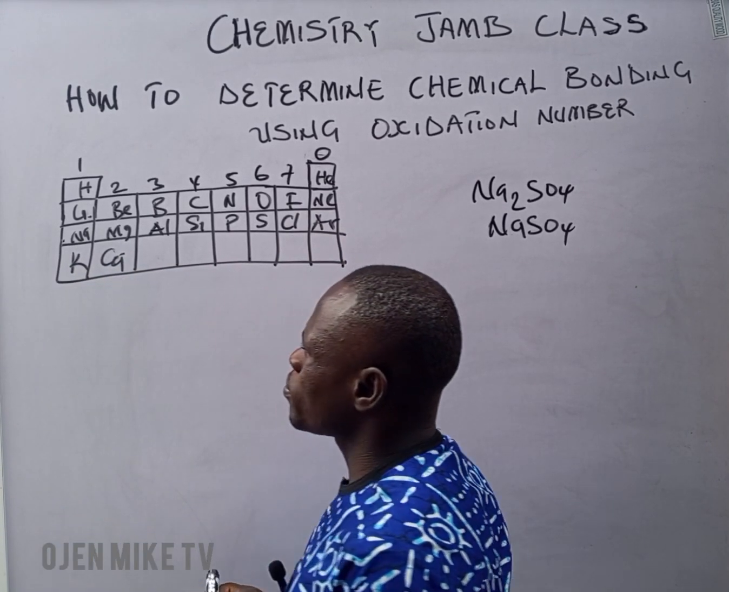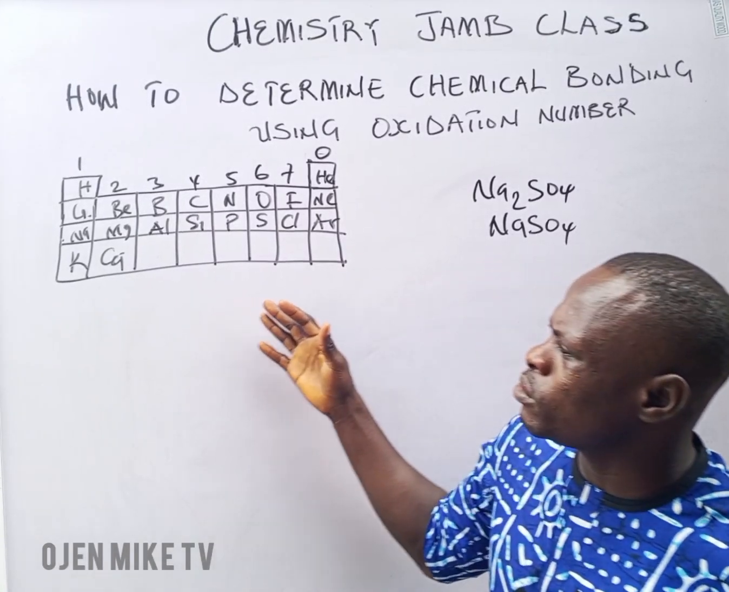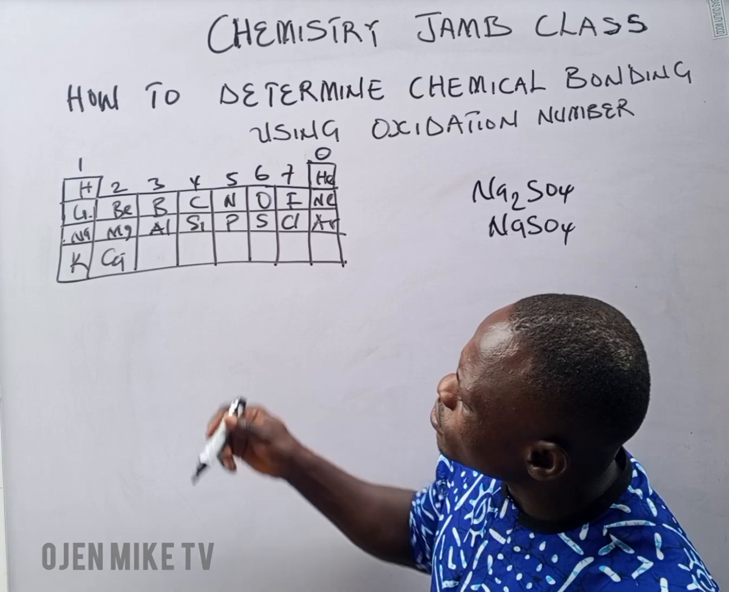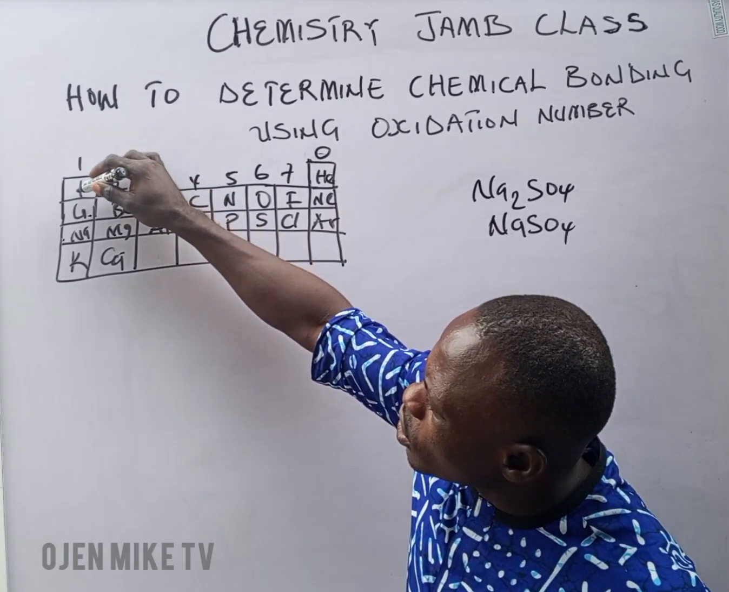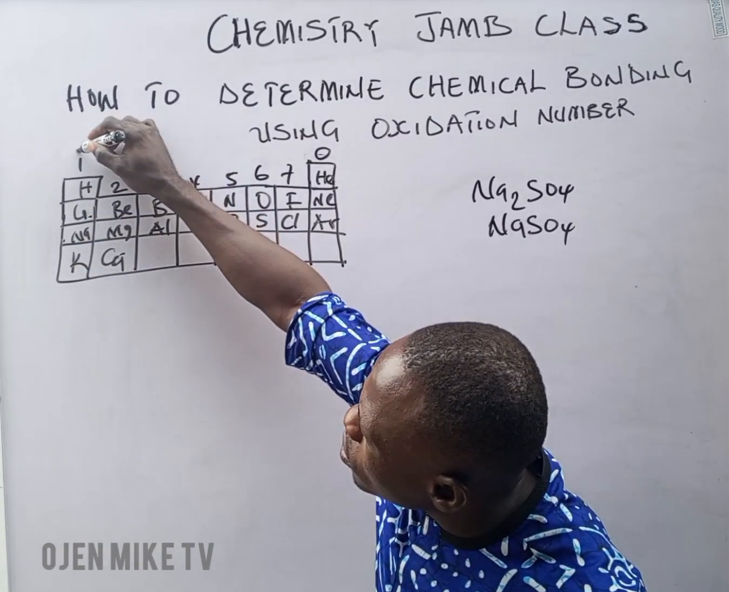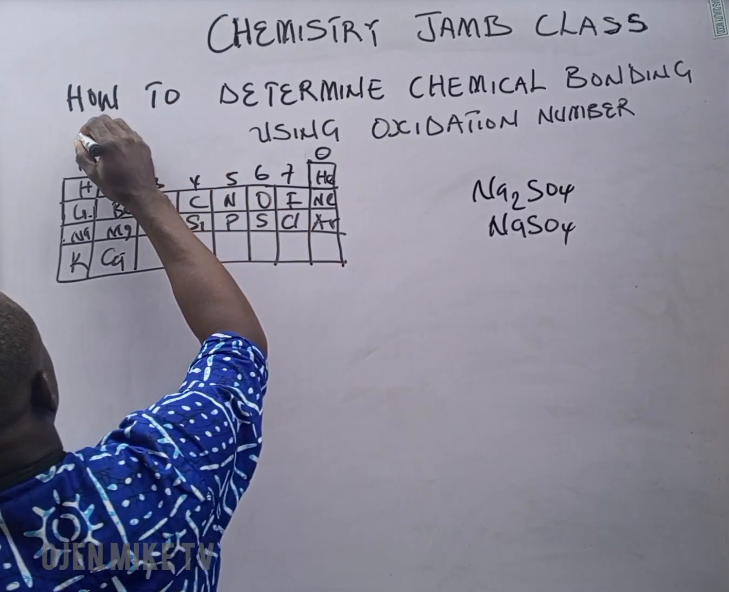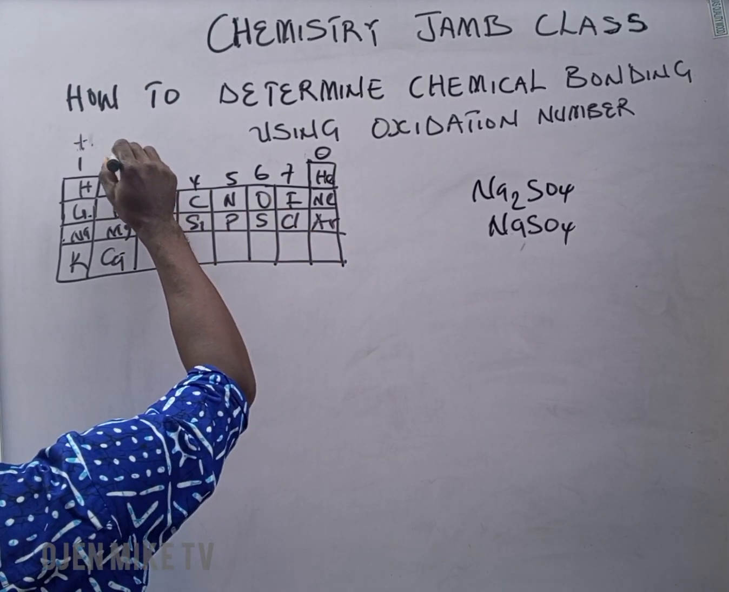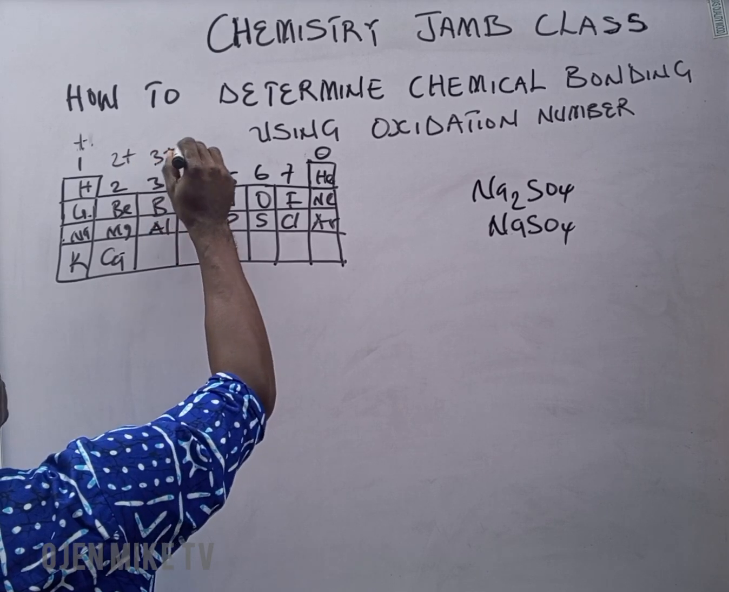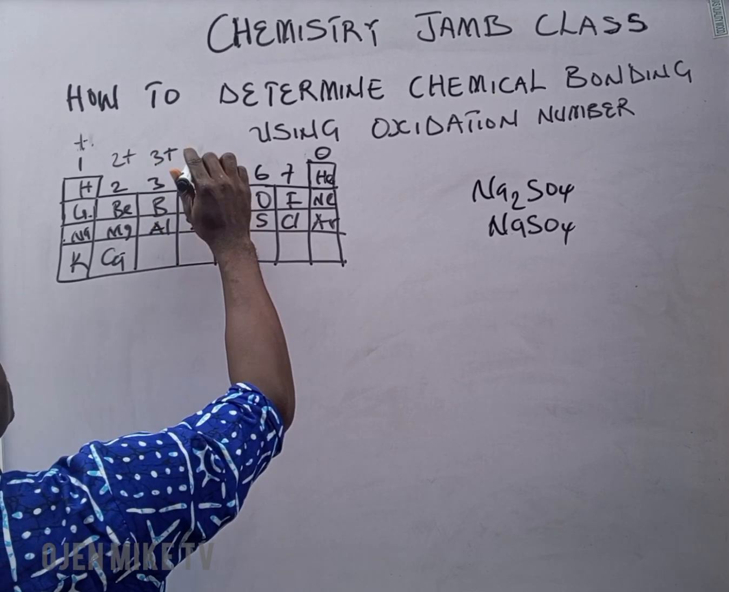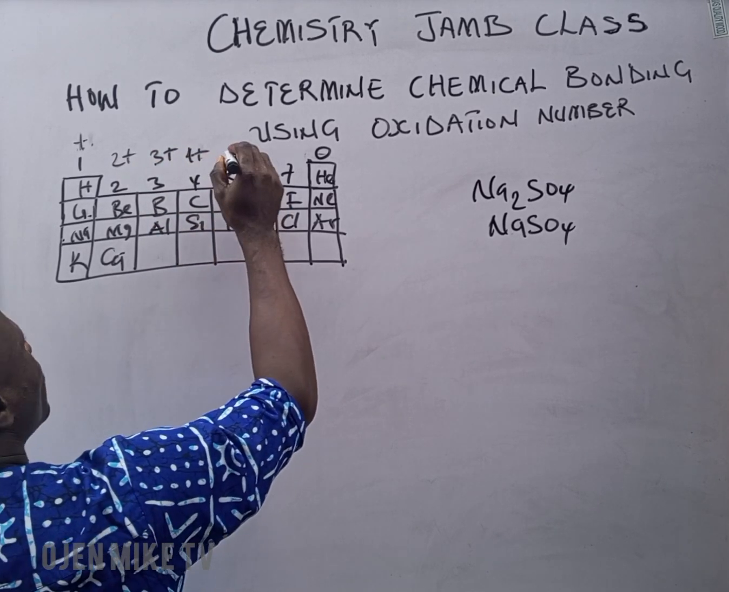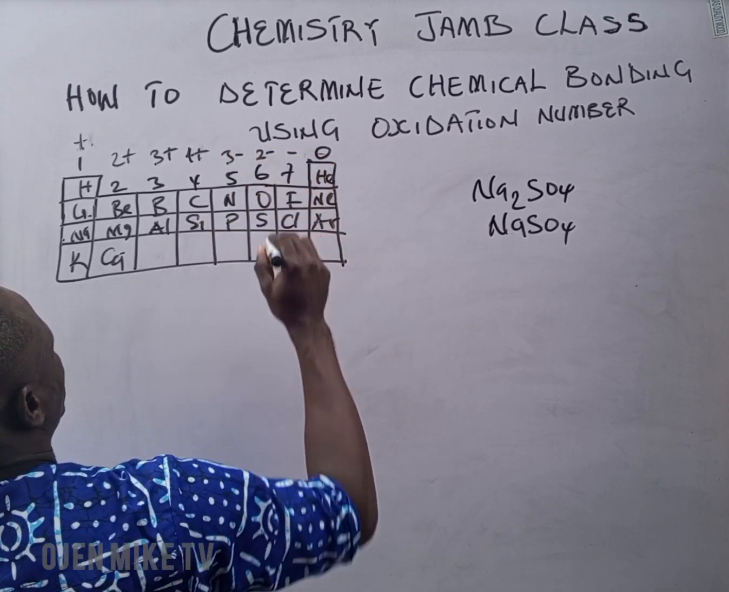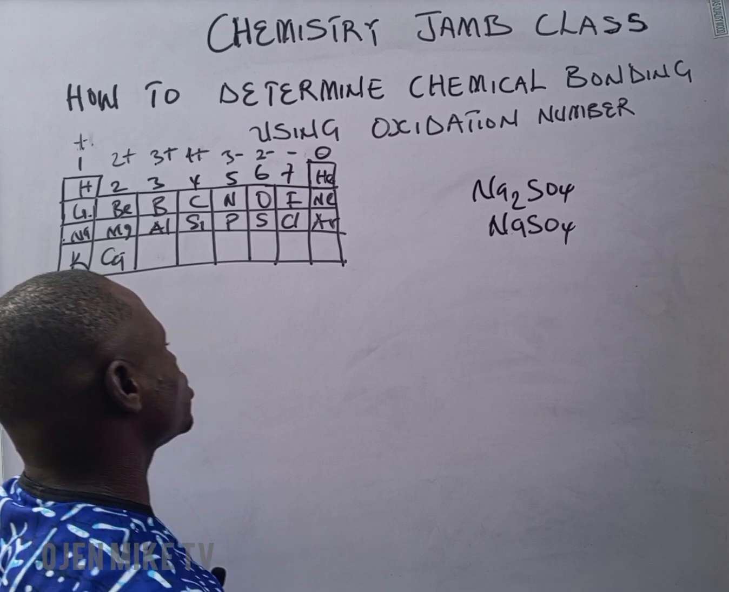So just know that why we need this is because of the oxidation number that we want to determine. Just know that group 1 here, all the members have oxidation number of 1 plus. We call it 1 plus, or you call it plus. We have 2 plus, this one 3 plus, this one is 4 plus, and from here you have 3 minus, 2 minus, that's minus 1, and this one is the oxidation number of 0.